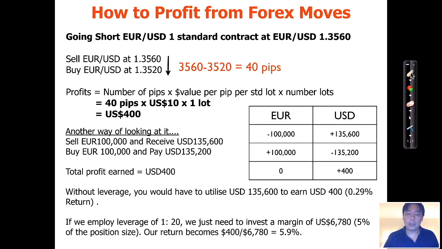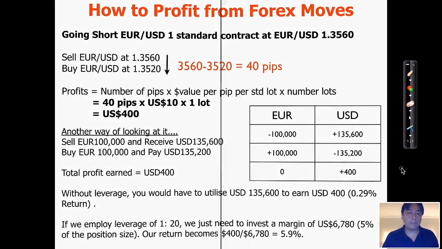Right, $400 over 6 grand, it's 5.9% return for one trade that takes 1 to 2 hours. Pretty good return, right? So leverage is what allows us to get a really good return on our trades.